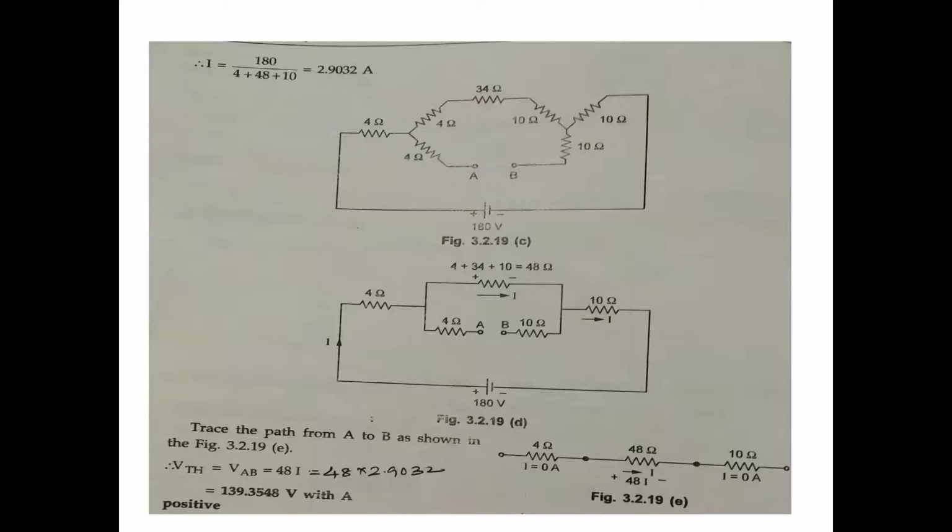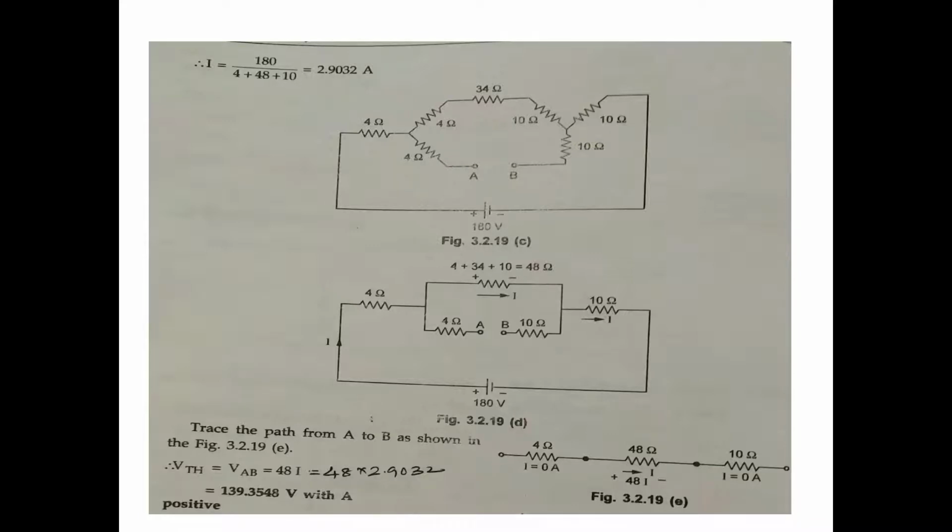The remaining 4 plus 10. Now you calculate the current; the voltage is 180. This is 38 plus 10, 48. But here 4 plus 10, one more. This is V by R: 180 divided by 4 plus 48 plus 10. Okay, this is the open circuit: 4 plus 10 plus 48.